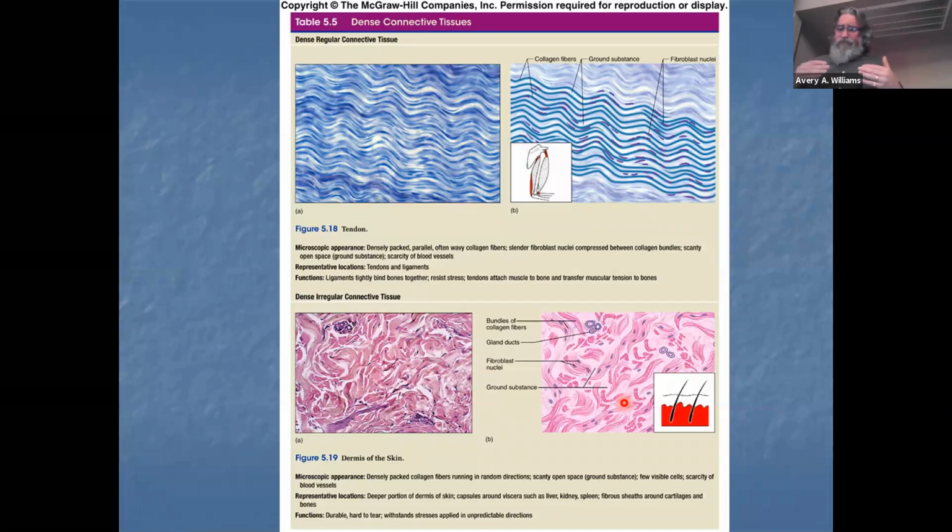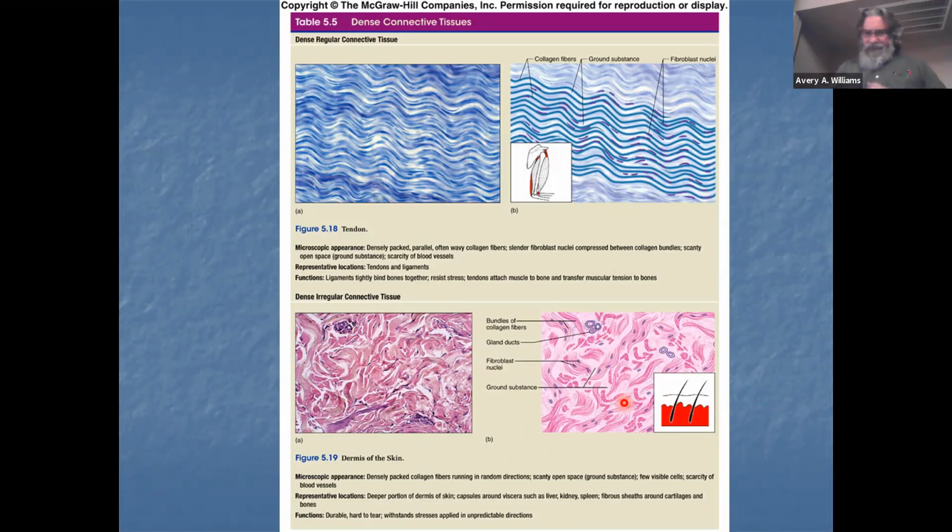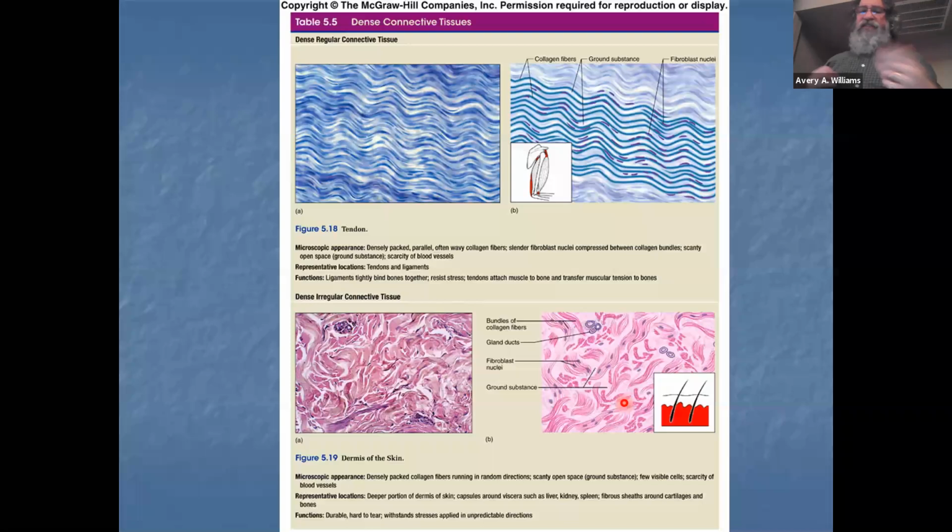Now you can find it in other areas too. Let's see, representative locations, just like fibrous capsules. Oh yeah, forgot about this. Anytime you have a connective tissue membrane around an organ, to act as a substrate for things to attach to, it's attaching to those collagen fibers, okay?